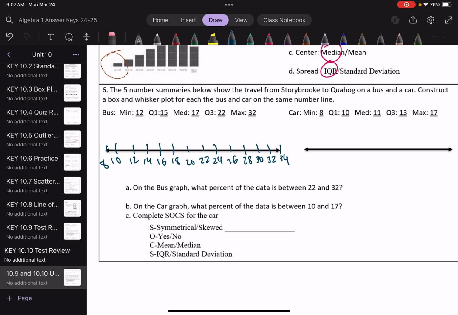And then for the car, we're going to do the same thing. I've got 8, 10, 12, 14, 16, 18, 20, 22, 24, 26, 28, 30, 32, 34. And let's go ahead and plot the bus one first. I've got a minimum at 12. Q1 is at 15. Median is at 17. Q3 is at 22. And a maximum at 32.